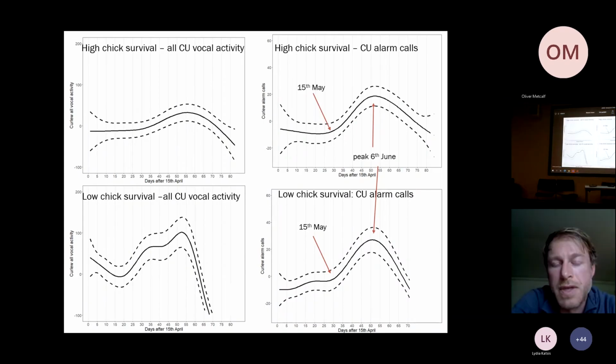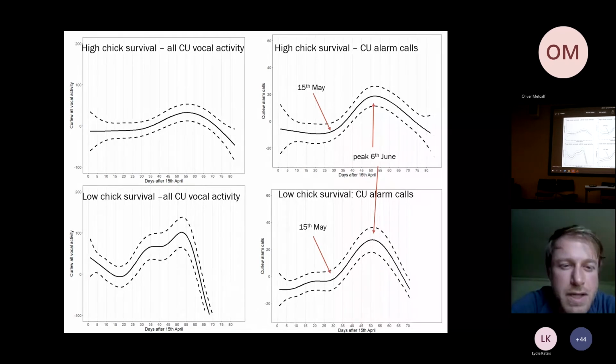So then what I did last year was deploy AudioMoths in various areas where I expected particular productivity outcomes. At the site at the top, we had high chick survival and high productivity, and the graphs at the bottom describe a low productivity site, and we can see that there's quite a strong difference. The graphs are describing precisely the same period.